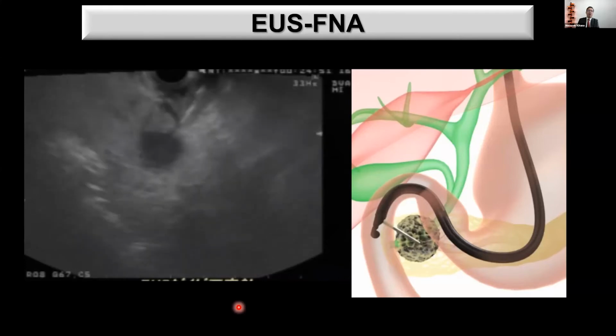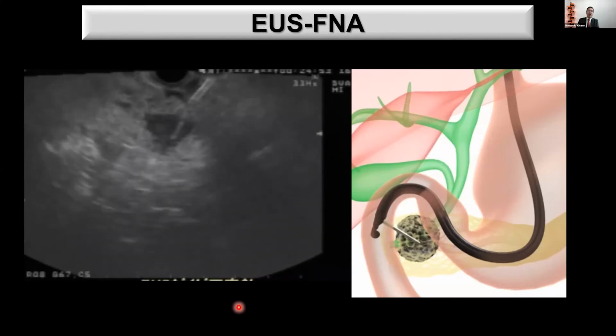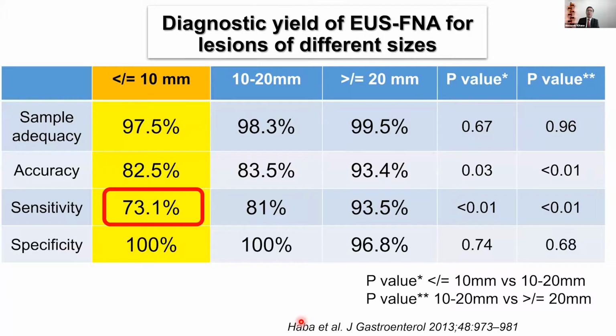EUS FNA is also useful for characterization of pancreatic mass. However, it sometimes has limitations in small lesions. This slide shows the diagnostic yield of EUS FNA for lesions of different sizes. When we talk about tumors of 10 millimeters or less, its sensitivity is just 73%.